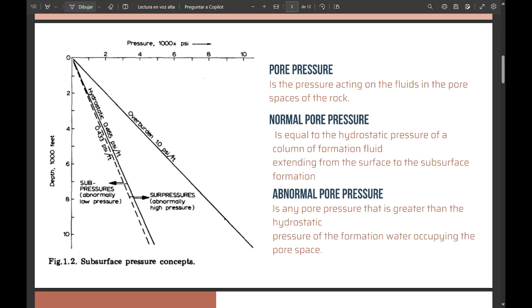Okay, and what are going to be the pore pressure, the normal pressure, and the abnormal pressure? So we are going to define each one, okay? The pore pressure refers to the pressure exerted by the fluids within the pores or void space of a geological formation such as the rock or sediments.